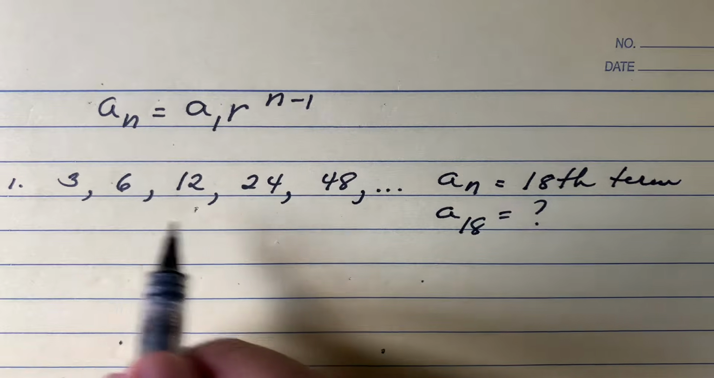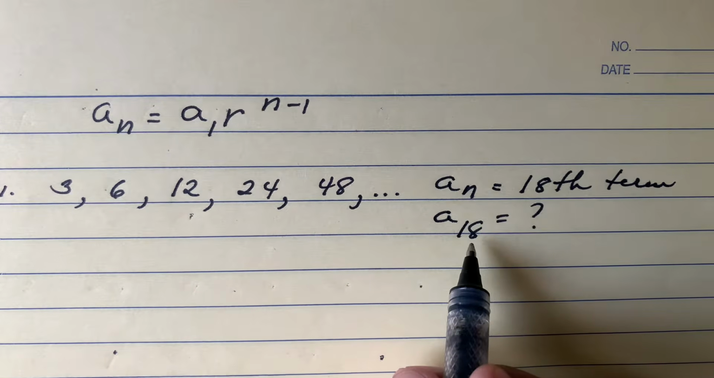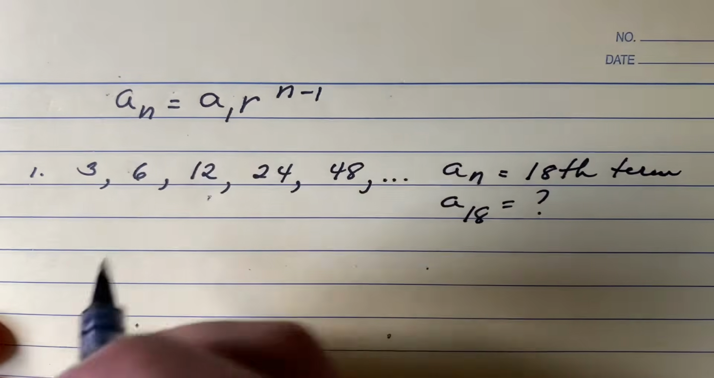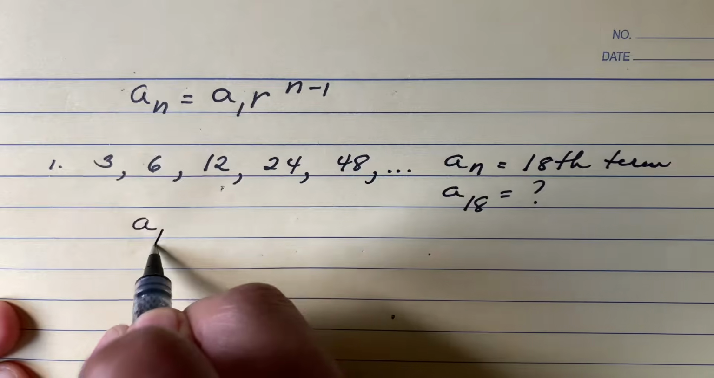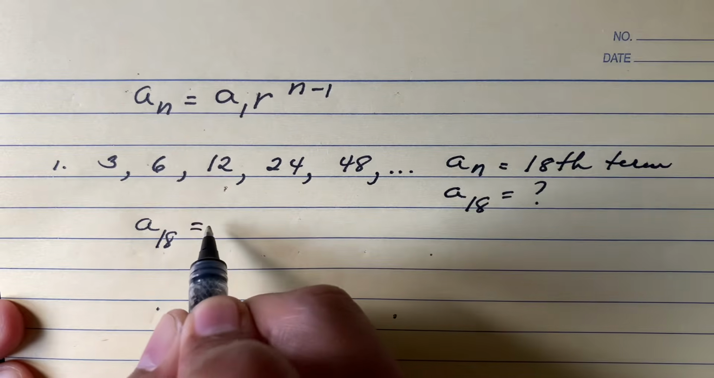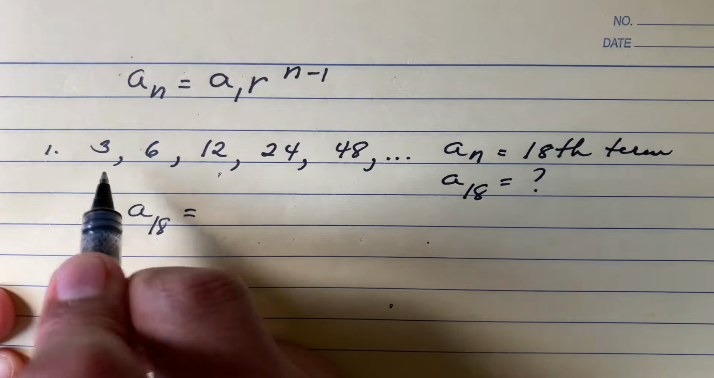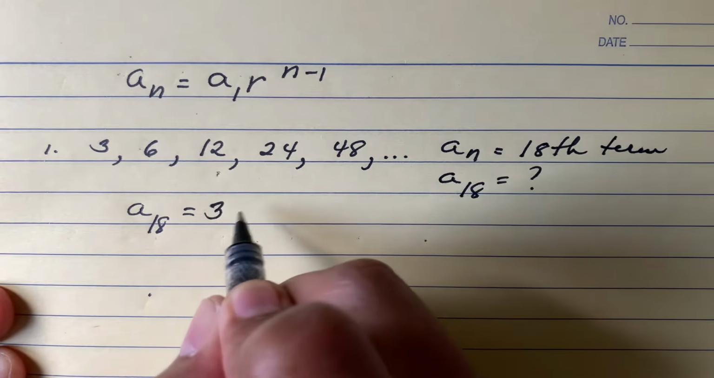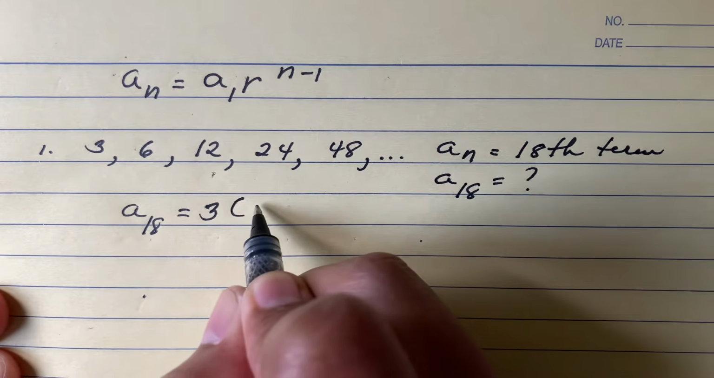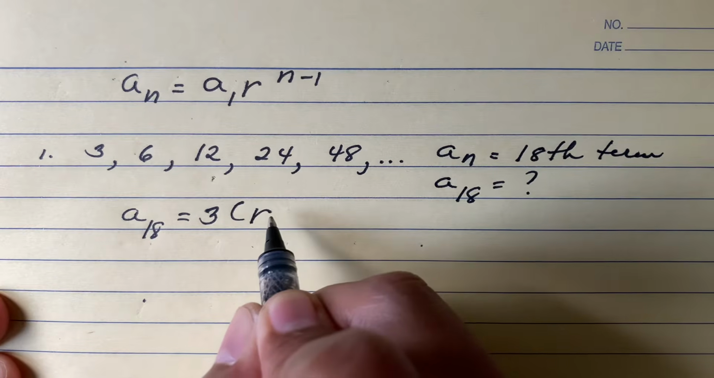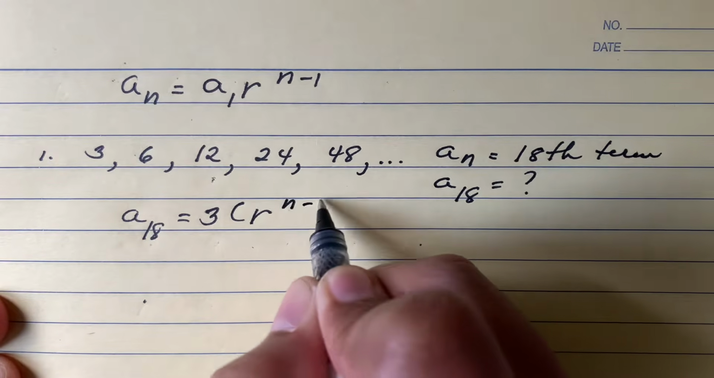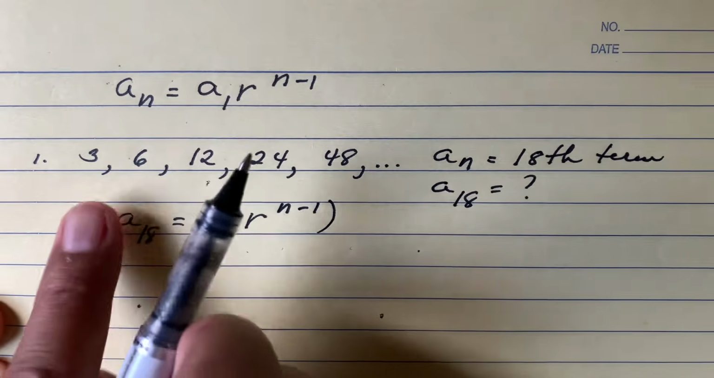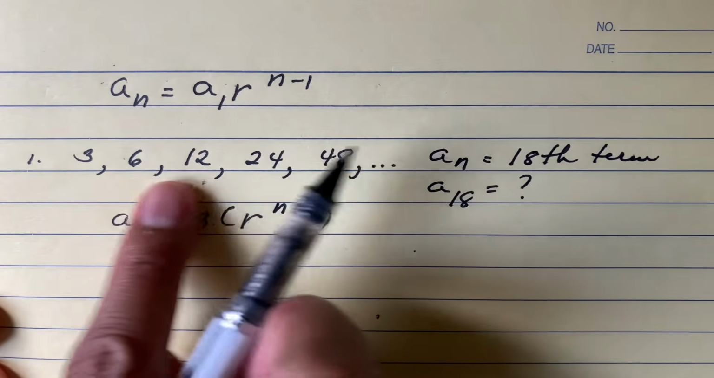Okay, let's go back to our first example. If we are going to look for our a sub 18 in this given sequence, we are just going to follow the formula. So we have a sub 18 is equal to, what is our first term? Our first term is 3. Then we have r raised to n minus 1. But here, we still do not know our common ratio.